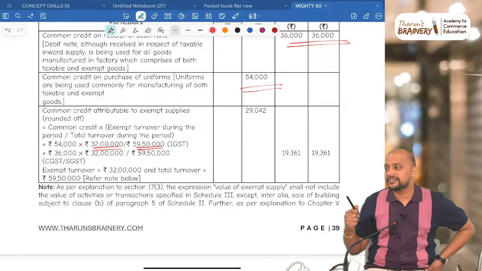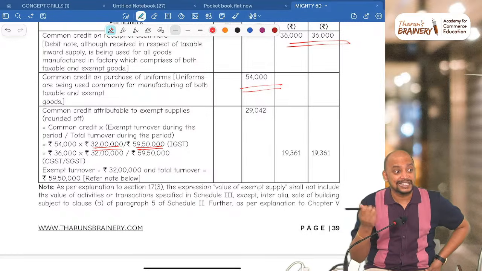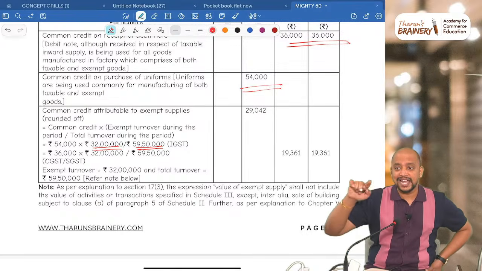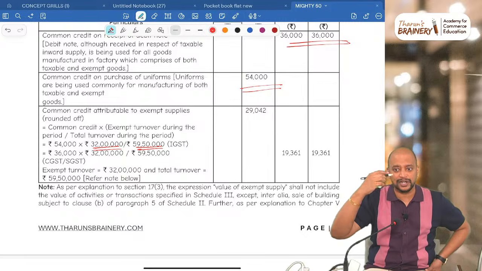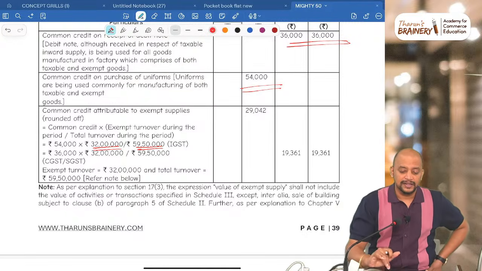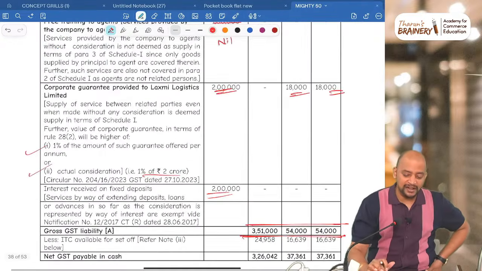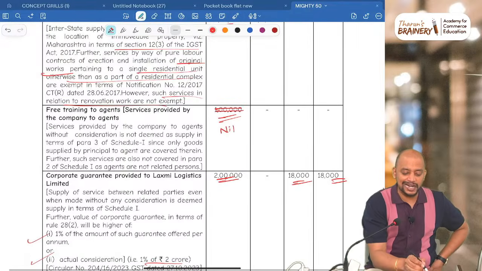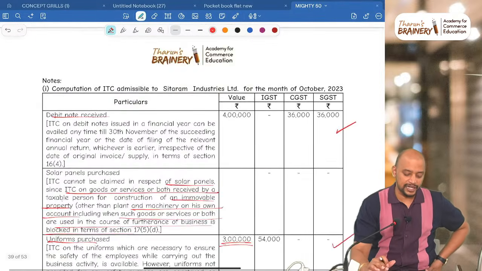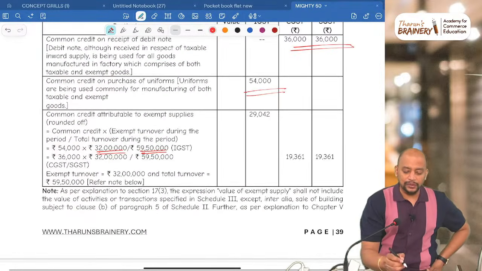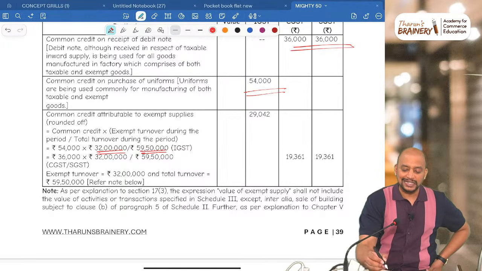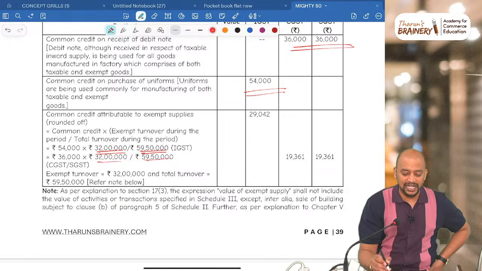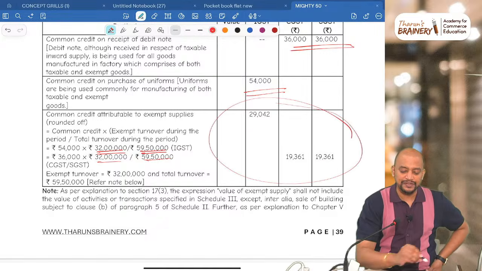Interest on loans, advances, deposits is taken as taxable, not taken as exempted. Okay. And corporate guarantee should be taken because we pay GST on that. But one more point is there. What is that? Even though it is there, it is not a supply: free training to agents. So that is not taken. And 54,000 into 32 lakh divided by 59 lakh 50, then 36,000 into 32 lakh by 59 lakh 50. So this much you need to reverse the ITC.